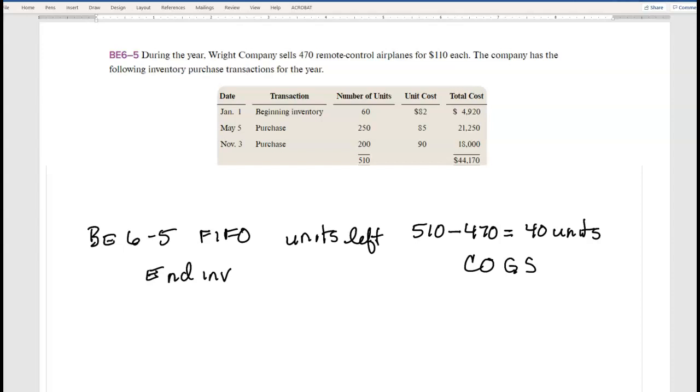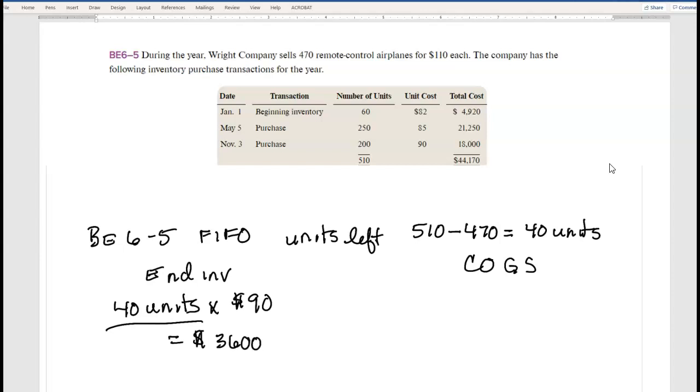So we either need to cost out the 470 that were sold or the 40 that are left. And it's easier to look at the 40 that were left. 40 units. And we're using the assumption first in, first out. So the first units that came in were the first ones that were sold. So the ones that are left are the last ones we purchased. So we have 40 units left at $90. 40 units times $90 equals $3,600.